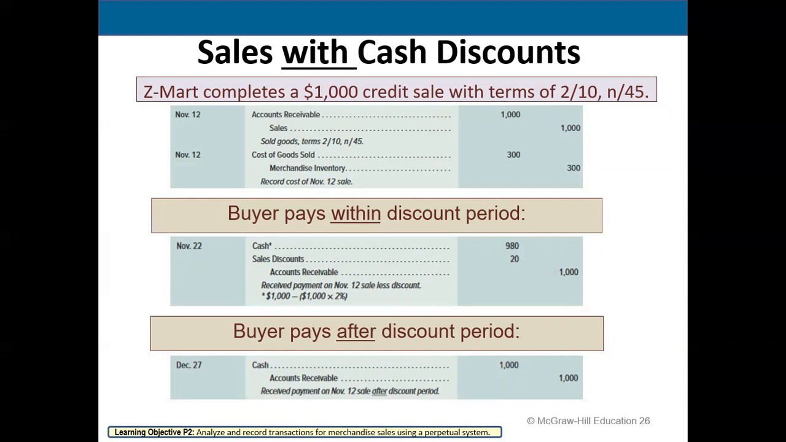But since it has a discount, if our buyer pays within the discount period, they're going to get a discount. So for that, we're going to show the amount of cash we actually receive. And we're going to figure out the amount of discount, which is 2% of the $1,000, or $20. And so then we'll debit cash of $980 and sales discounts of $20. And then we'll credit the entire accounts receivable of $1,000. If the buyer pays after the discount period, they don't get a discount. So then we just debit cash and credit accounts receivable for the full $1,000.